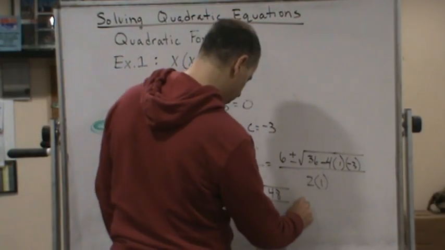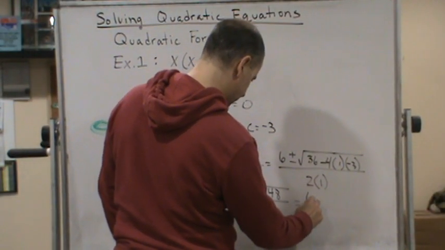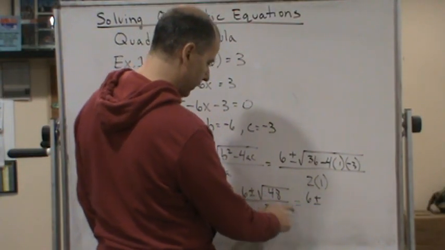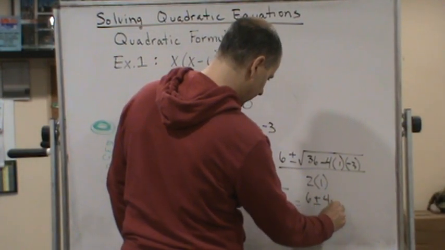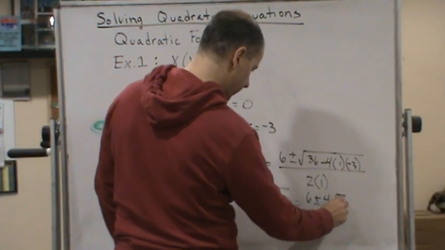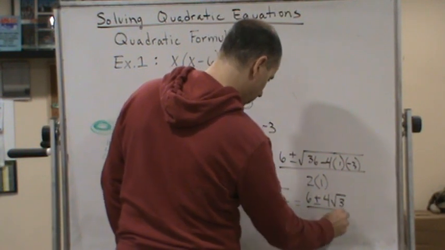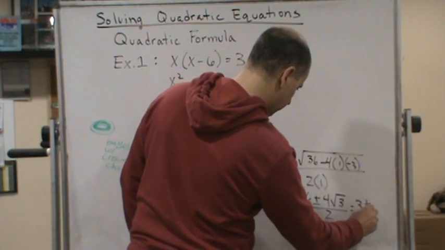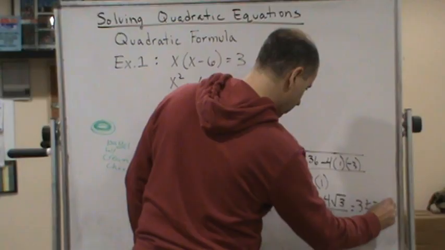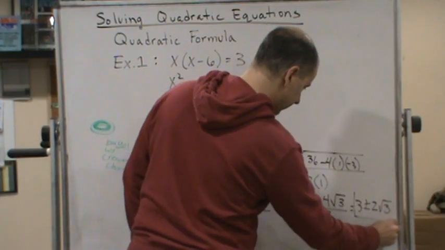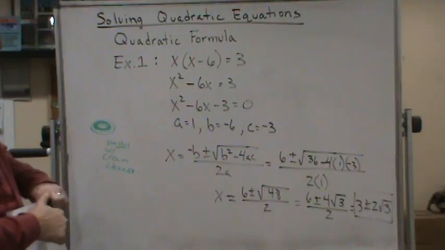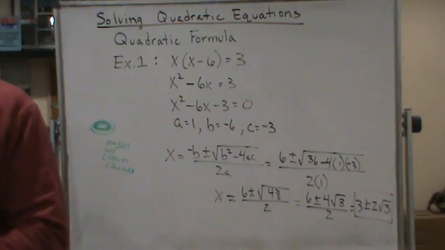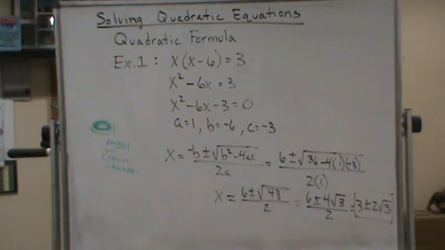Okay, so now what we can do is then change this to 6 plus or minus. Now, the 16 is a perfect square, so 16 will become 4. And then we have what? The square root of 3 all over 2. And so then our final answer becomes 3 plus or minus 2 root 3. And so those are the two possible answers. So 3 plus or minus 2 root 3 is our answer. Right, we'll come back and we'll do one more.